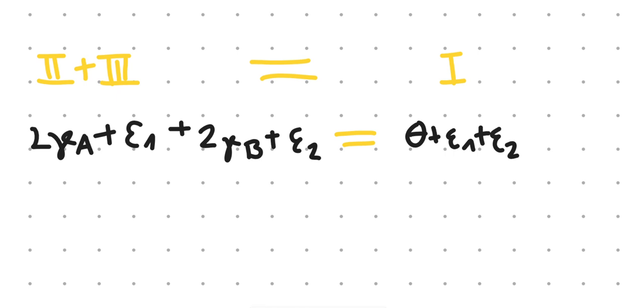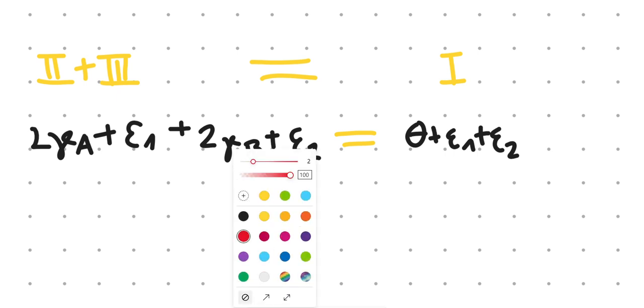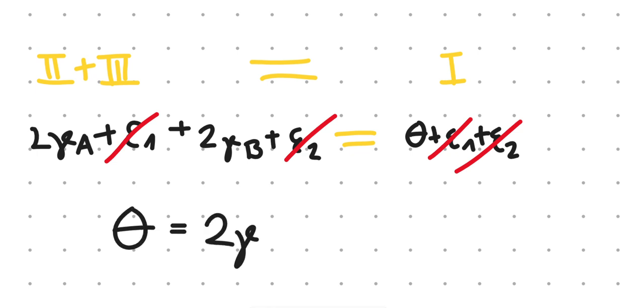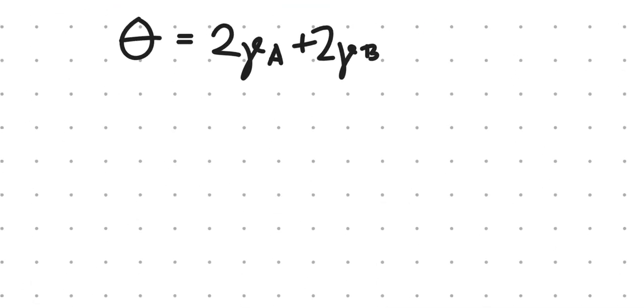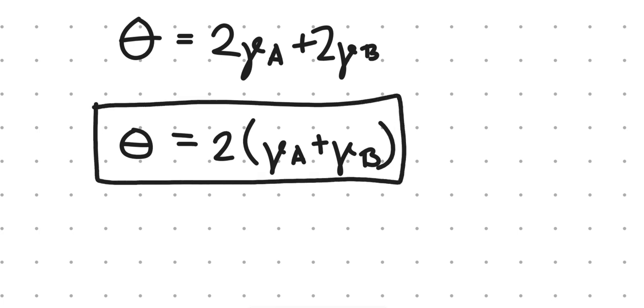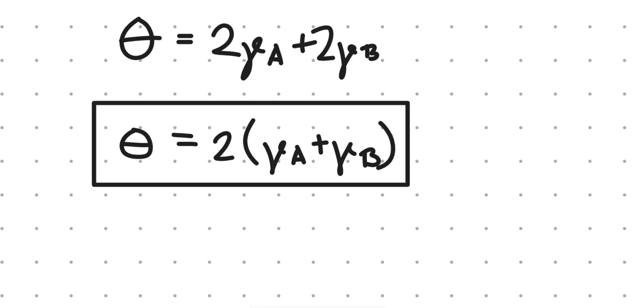Now on the left and the right hand side, we both have epsilon 1 and epsilon 2, so we can cancel them out. Then we have that theta is equal to 2 times gamma capital A plus 2 times gamma capital B. To simplify, I'm going to put the 2 outside and put parentheses on it. So theta is going to be 2 times (gamma A plus gamma B).